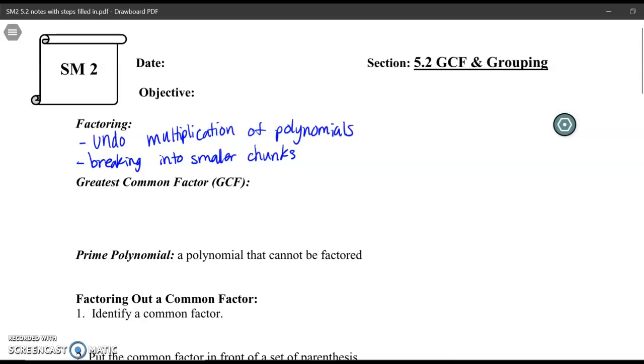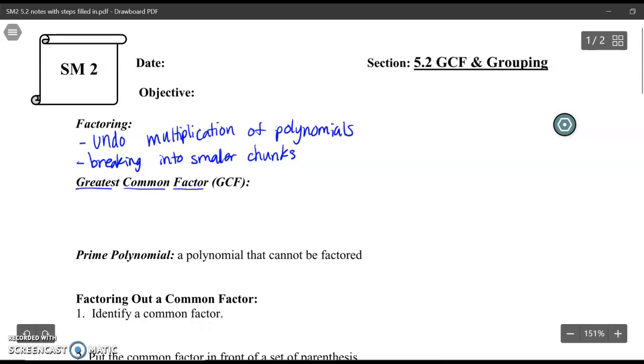So let's just review what a greatest common factor is. I'm not even going to write a definition because the word itself is kind of a definition. The greatest means the biggest. Common means something that two numbers have that are the same. And then factor is something that you use to multiply to get a bigger number.